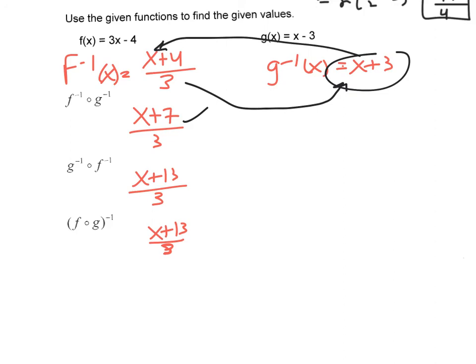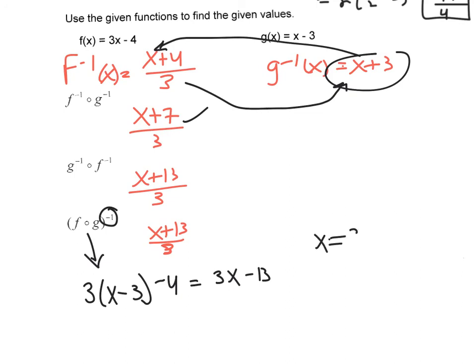And the final one is a little bit harder because the inverse is on the outside. So you have to do f of g of x, the original functions. So you're literally doing 3 times x minus 3 minus 4, and then you're finding the inverse of that. So this ends up being 3x minus 13, and then you'd have to find the inverse of that. So it would be like x equals 3y minus 13. If you got this question, congrats. And that is the same thing as this.